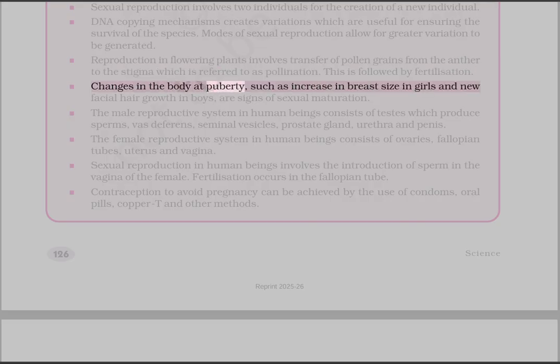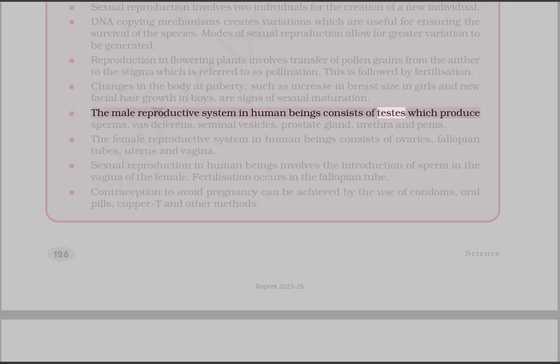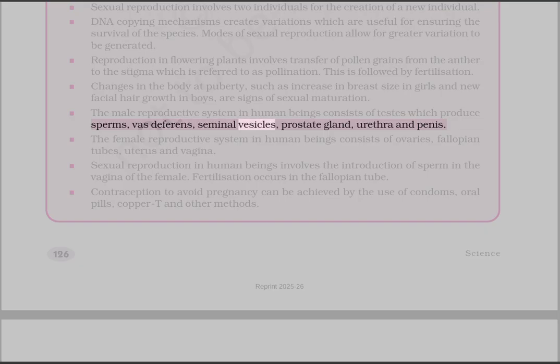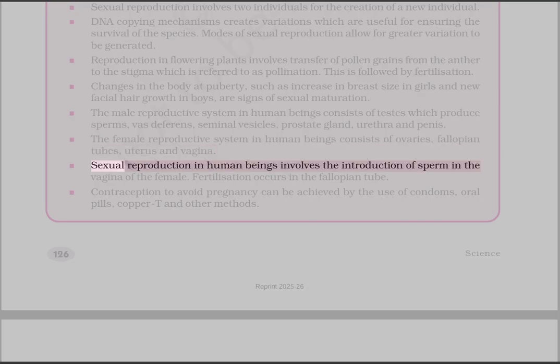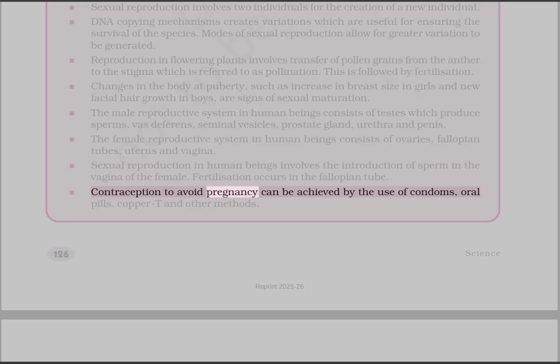Changes in the body at puberty, such as increase in breast size in girls and new facial hair growth in boys, are signs of sexual maturation. The male reproductive system in human beings consists of testes which produce sperms, vas deferens, seminal vesicles, prostate gland, urethra, and penis. The female reproductive system in human beings consists of ovaries, fallopian tubes, uterus, and vagina. Sexual reproduction in human beings involves the introduction of sperm in the vagina of the female. Fertilization occurs in the fallopian tube. Contraception to avoid pregnancy can be achieved by the use of condoms, oral pills, copper T and other methods.